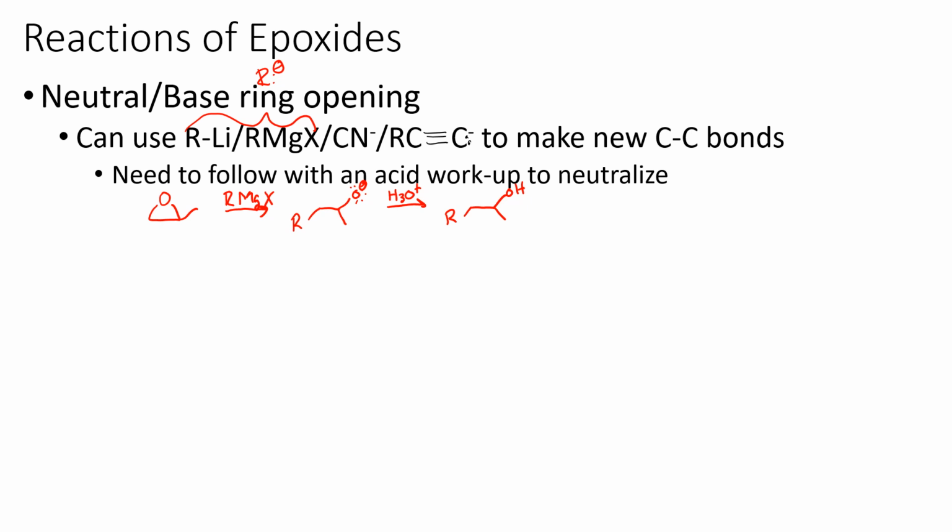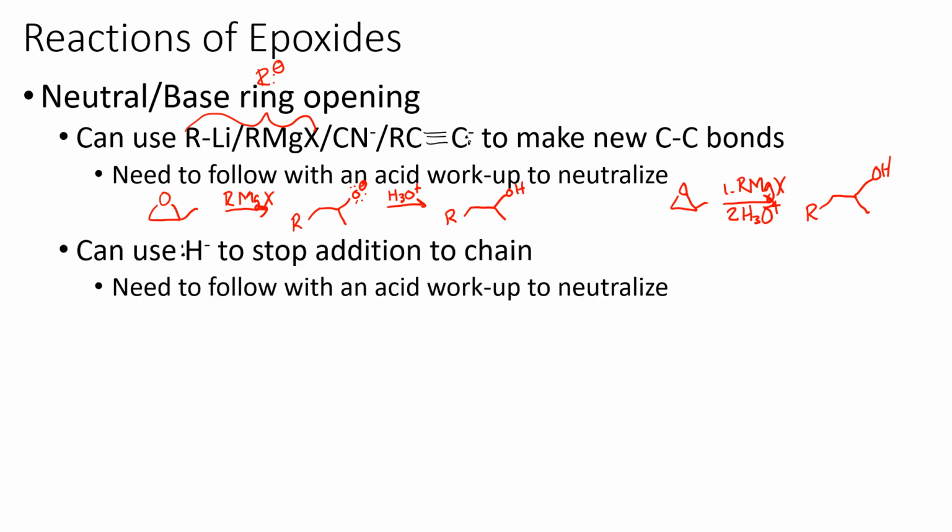So if we were to write out the full reaction, you would see that two-step process on our arrow, to get us to the final alcohol. But again, it will be an SN2 mechanism that we would be looking at, so we would attack the less substituted side.